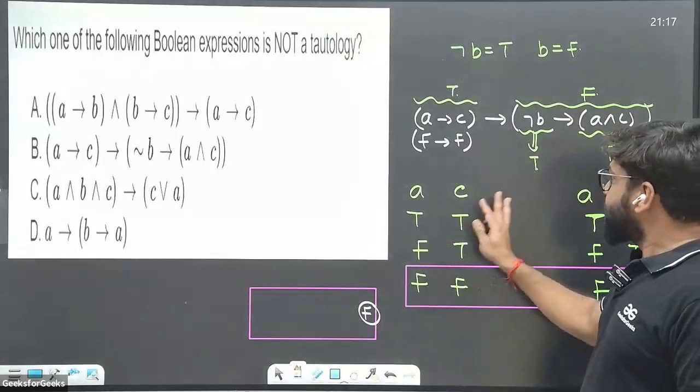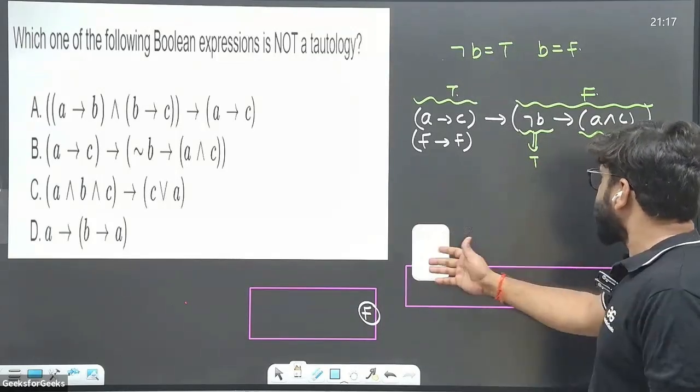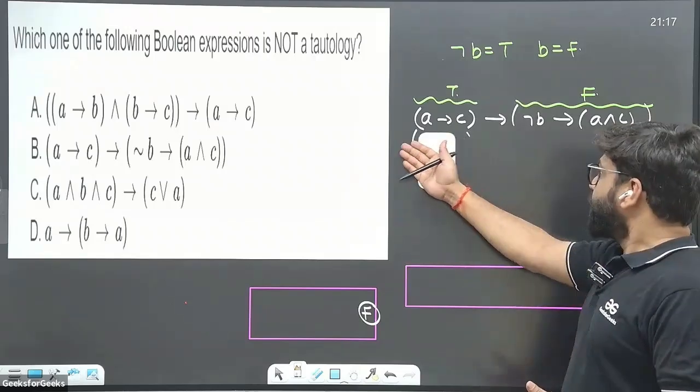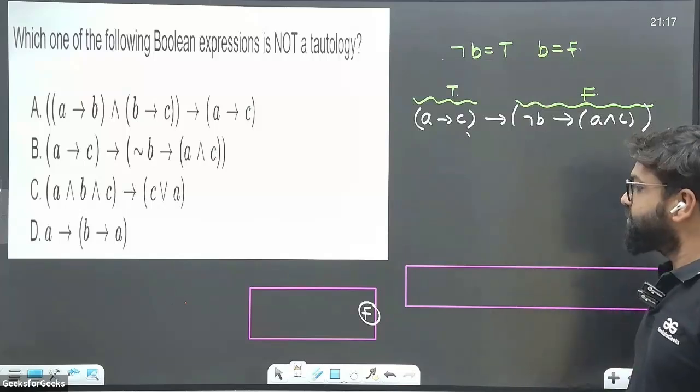Now you try to understand this expression here. Again, I will try to write this down with respect to this. See, for example, what we have to do? We have to take the left side as true and we have to take the right side as false.